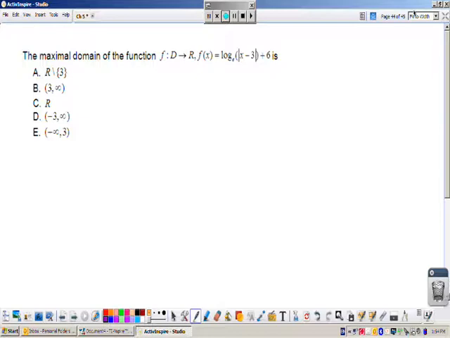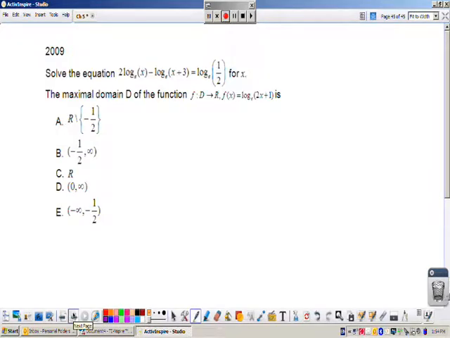Okay. All right, you may not have realised there were two separate questions here. I should have separated them. The first one is from exam 1, so I'll tackle that one in a minute. We'll look at the multiple choice question first, which is from 2009. Once again, a maximum domain question.